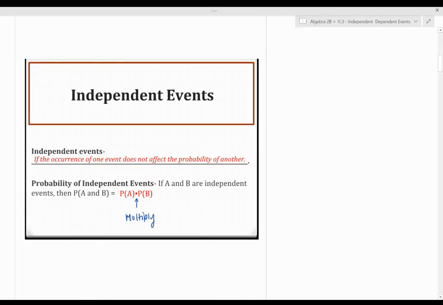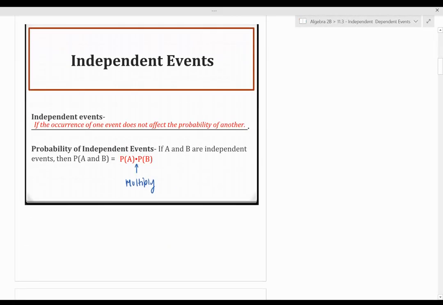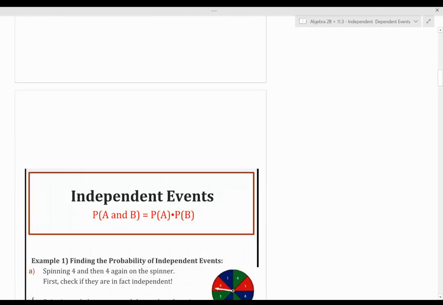Independent events is if the occurrence of one event does not affect the probability of another. If you know two events are independent of each other and you want to know the probability of both things occurring, you can simply multiply their probabilities. So if I know that one thing happening doesn't in any way affect the chances of the second thing occurring, those would be known as independent.